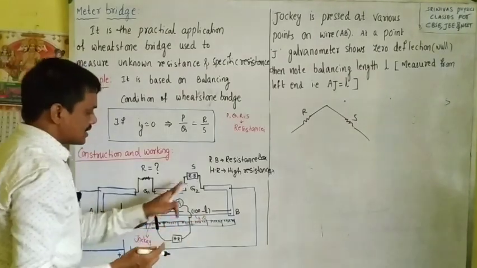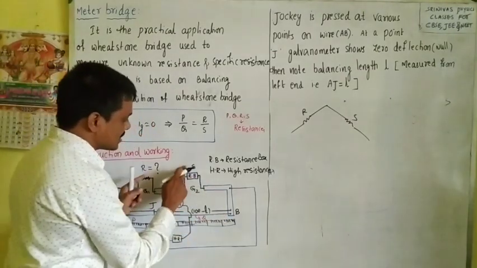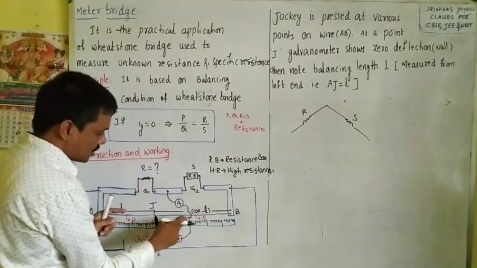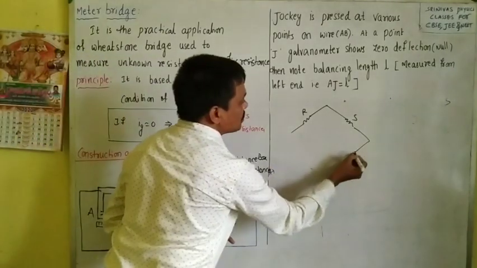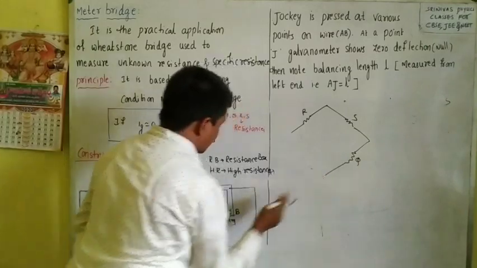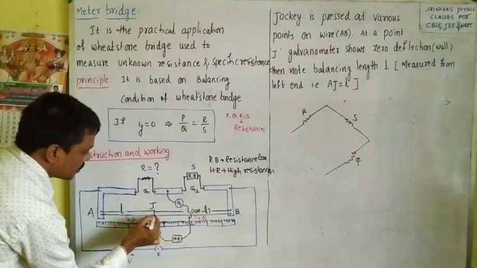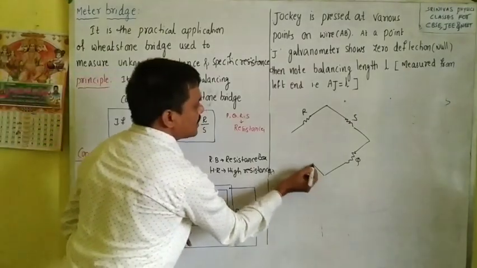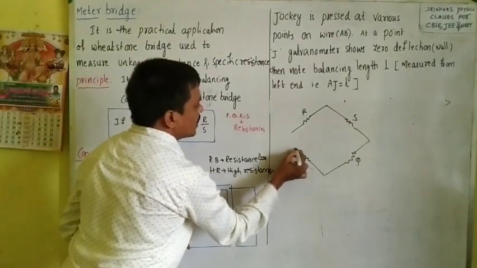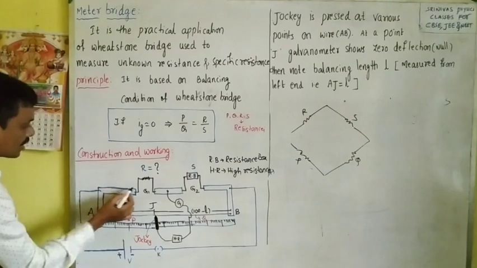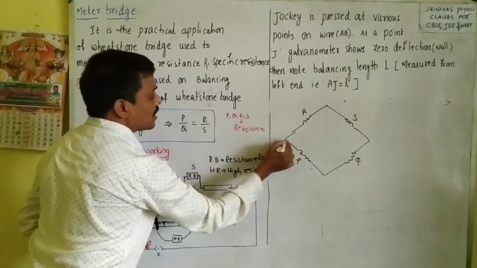Then S is connected to what? S is the resistance of the resistance box. S is connected to Q. This is Q. The Q starts here, and the Q end is connected to P. This is P, and the P end is connected to R. Here it is connected to R.